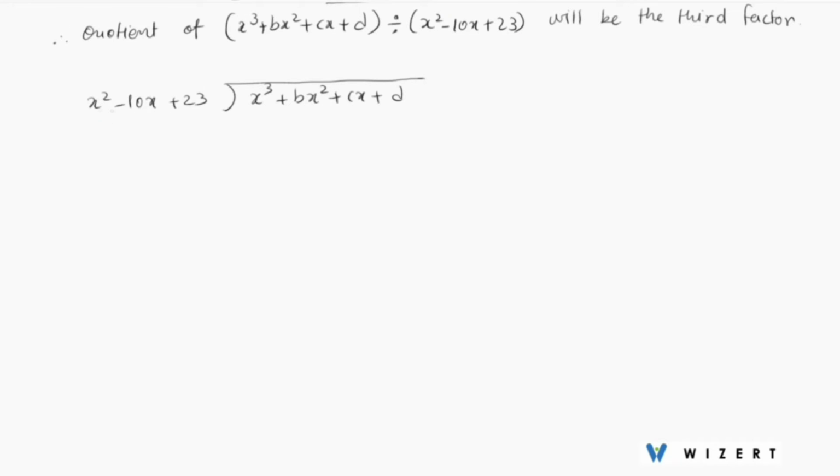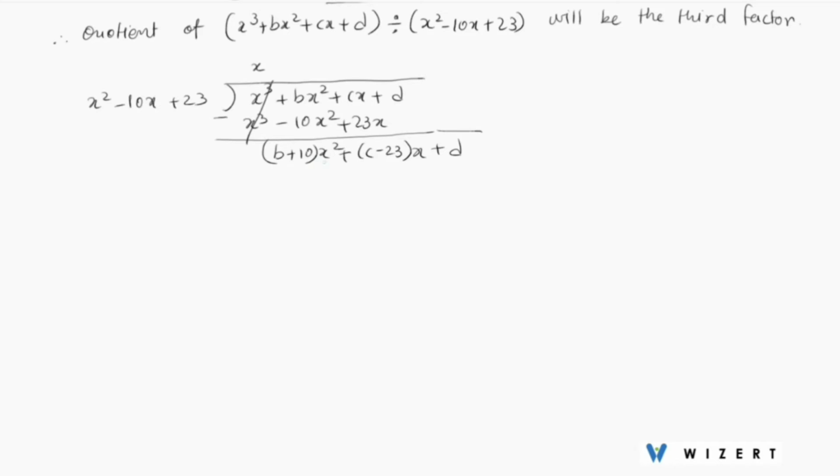So let's start. To cancel out x cube, we'll need to multiply by x. So minus x cube minus 10x square plus 23x. So the subtraction will be, let's see, x cube will be cancelled out. B minus of minus 10 is b plus 10 x square. C minus 23, so plus c minus 23x, and this d will come down, so plus d.